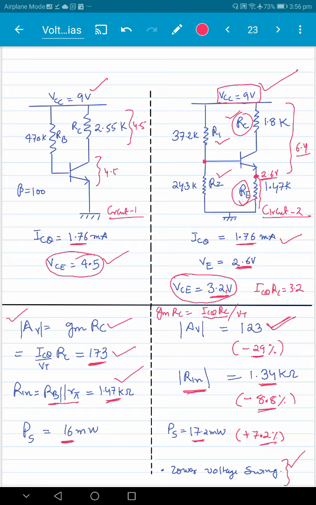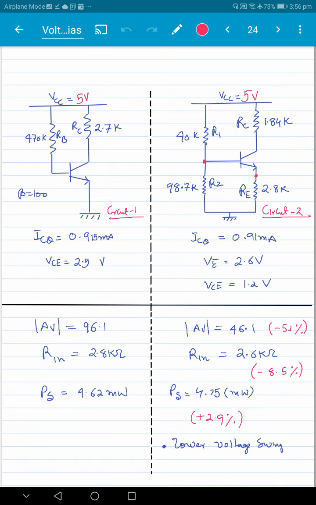Here we have taken 9 volt. Now if we use a similar approach and design it for 5 volt here, right? So we have done the design for 5 volt here. And we have done the design for current close to 1 milliampere here. VC equal to 2.5, 2.5 here and 2.5 here, right? And the gain here is 96.1. Input resistance is 2.8 K. Same approach we had used here. Same current, ICQ is in the voltage divider bias, 0.91 milliampere.